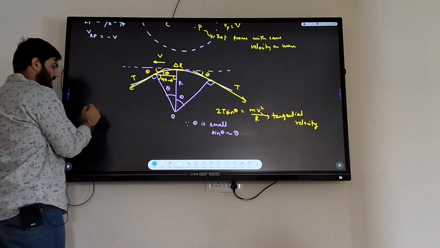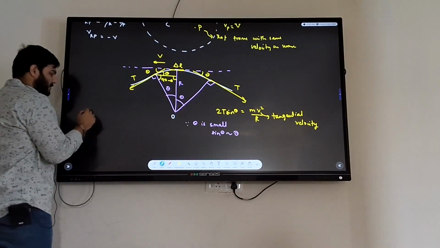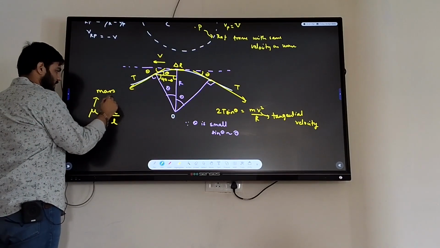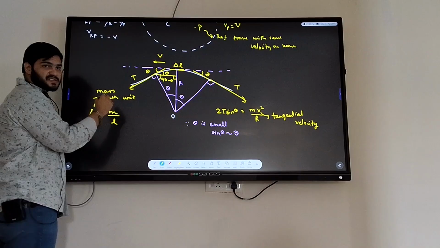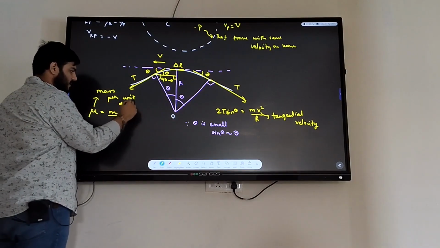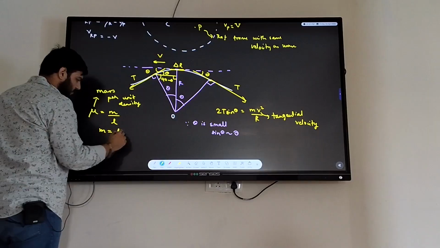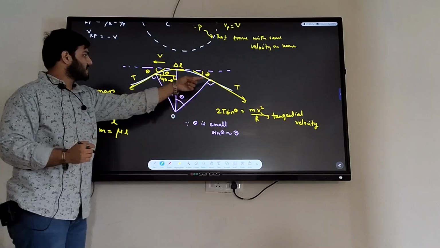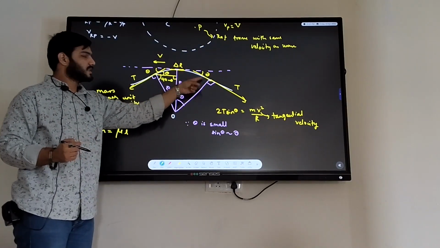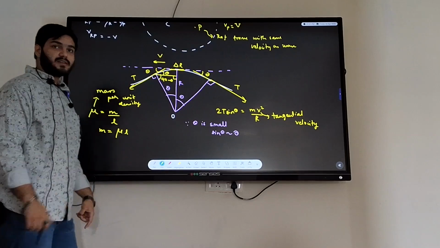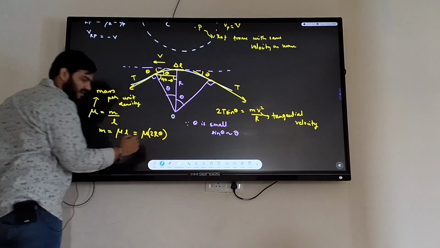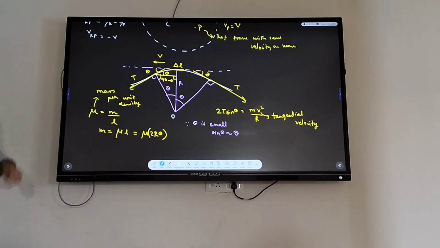Now what about that m? Let me define a mass per unit length quantity mu, the linear mass density. Then the mass is mu times L. What is the length of this element? It should be 2 r theta, the arc length. Everybody agrees it should be 2 r theta. So m is mu into 2 r theta.